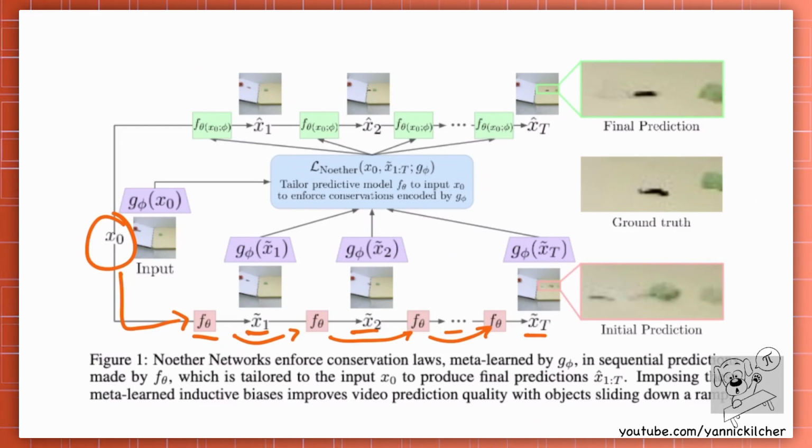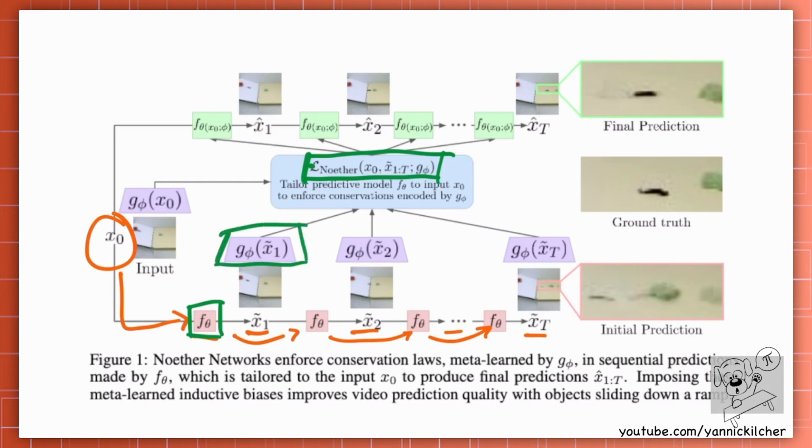What we do then is we're trying to adjust this f thing right here in the moment. So during the forward propagation, we're going to update our predicting neural network by this Noether loss. So we're going to do a temporary update to the weights of the F network, and we're going to do this in the direction of this Noether loss. You can see here, we have these networks G lying around, and G is always the same network.